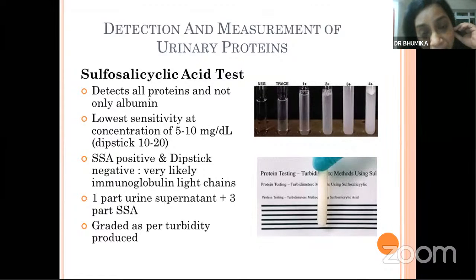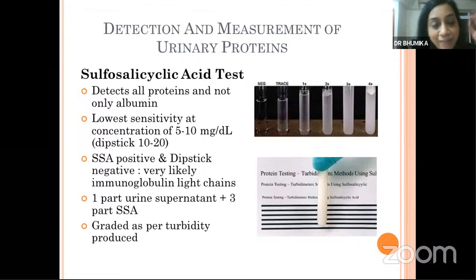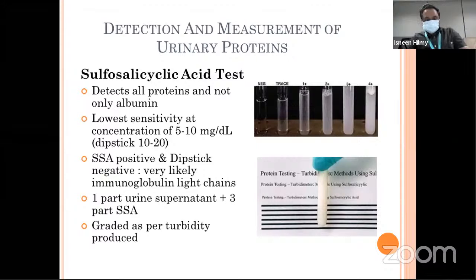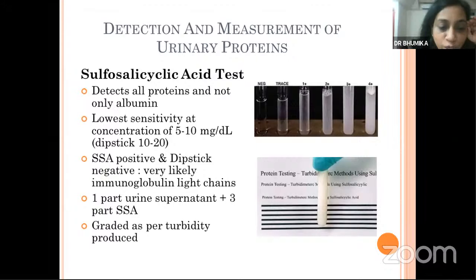I'm sure most of us remember doing this in the biochemistry labs, way back when we were doing our MBBS. It detects all protein and not just albumin, so it has the lowest sensitivity, at a concentration of 5 to 10 milligram per deciliter. So SSA positive and dipstick negative is very likely immunoglobulin light chains.